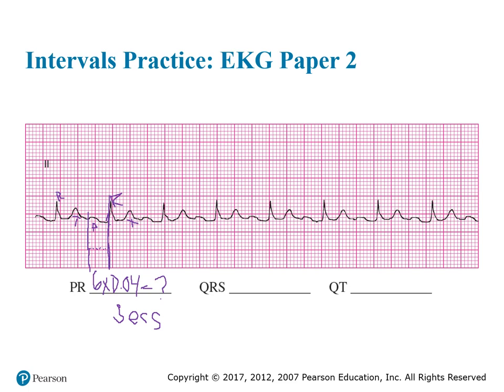All right, then next we need to find our QRS. So from here to here. One, two. So we have 2 times 0.04.